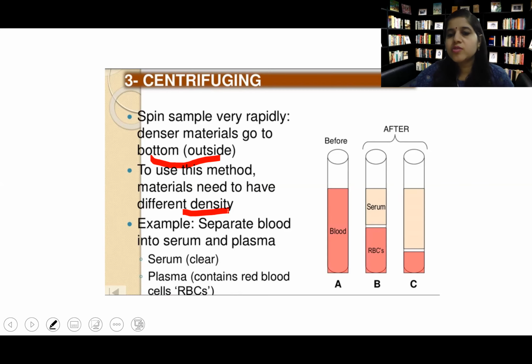This technique is also used in the separation of drugs from the blood. In various pathology labs, we use this technique to separate the drugs, and to clear the serum, to separate the serum from the plasma. At that time we also use this method. Hope you understand about centrifugation.